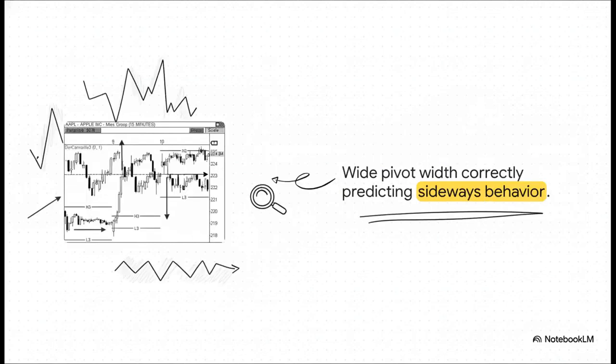And we don't just look at where the lines are, we actually look at the distance between them. By analyzing the pivot width between these developing L3 and H3 levels, the book suggests we can anticipate upcoming market behavior. If the pivots are unusually wide, we can confidently forecast a choppy, sideways trading range day. But if they're extremely narrow, that signals the potential for a massive breakout.